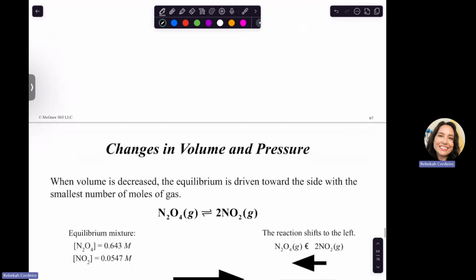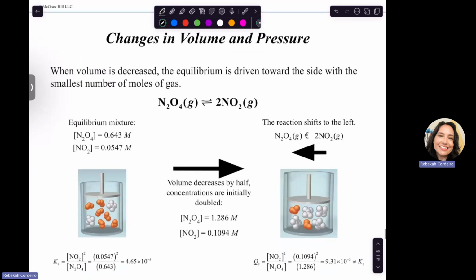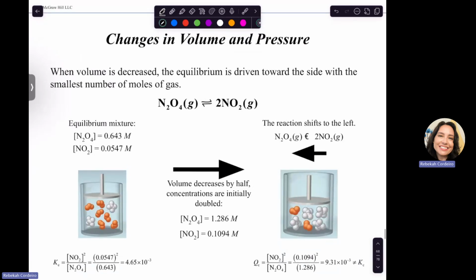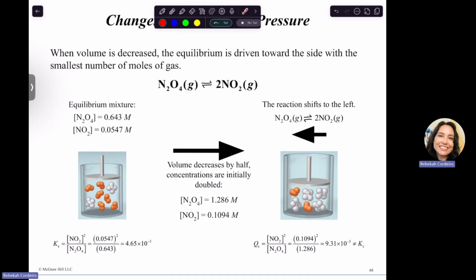All right. So what happens if I change volume or pressure? When we're looking at a system that has gases in it, we can compress gases, right? We can change the volume and change the pressure. So if we have an equilibrium mixture, and let's say this is our K value, if we decrease the volume by half, the concentrations would then be doubled, right? Because we decrease the bottom number of that molarity.